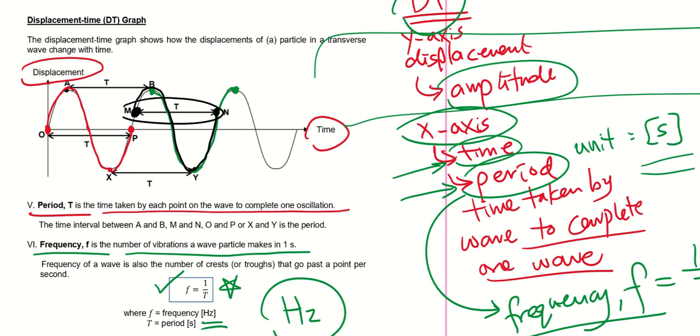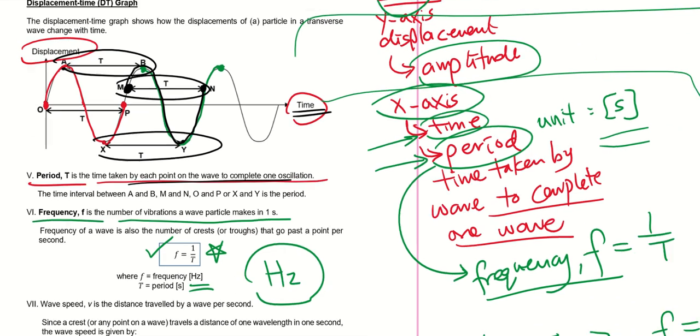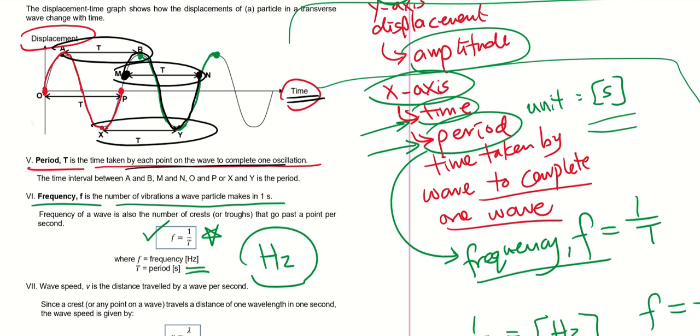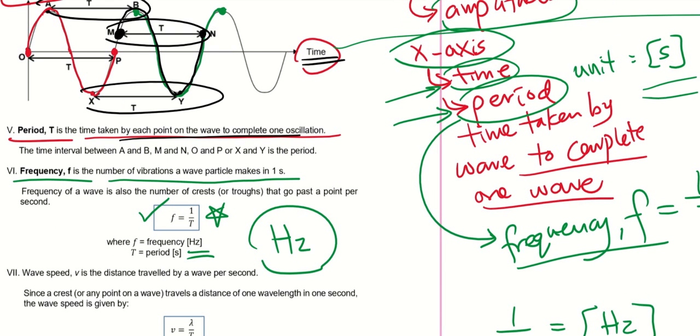So all this horizontal measurement is actually time, because it's using the x-axis as time. So this time is a special time where the wave completes one complete wave. So it is the time taken by each point on the wave to complete one oscillation. That's our period. Then with this formula, whereby f equals 1 over period, we will get what we call frequency.